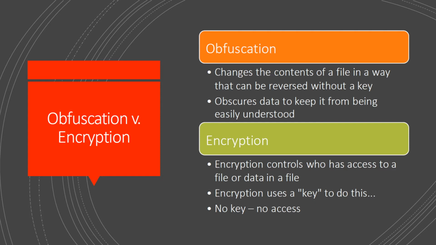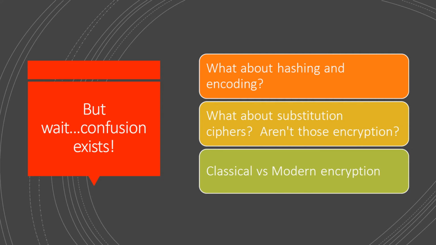Whereas with encryption, encryption uses a key. Without that key, you've locked away the data. Neither the human, the AV engine, nor the computer processing the file will be able to do anything to that data, that file, without an encryption key. No key, no access.